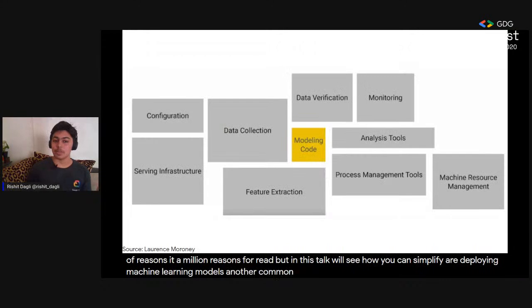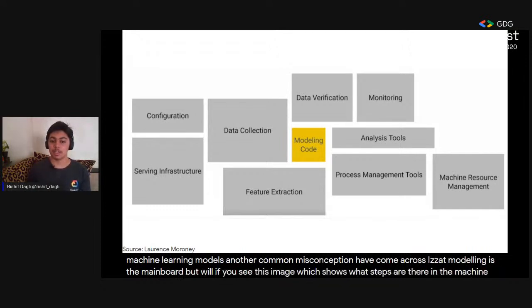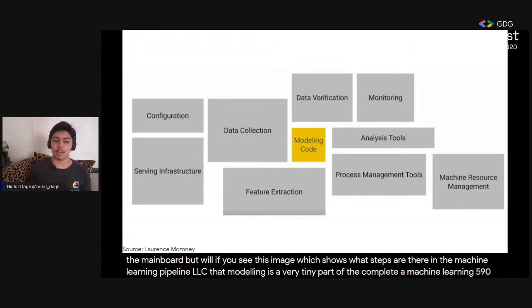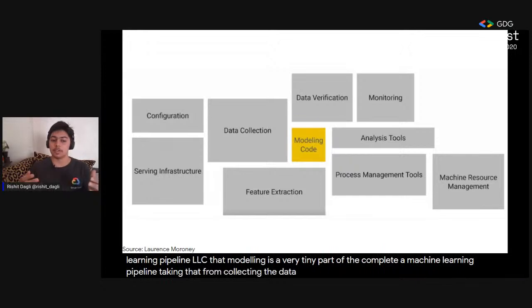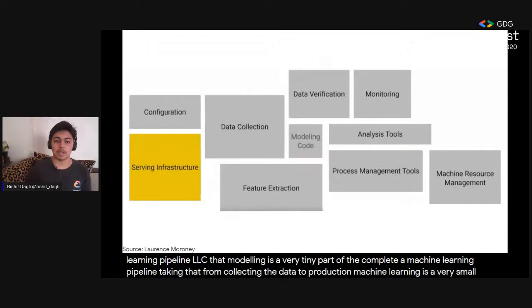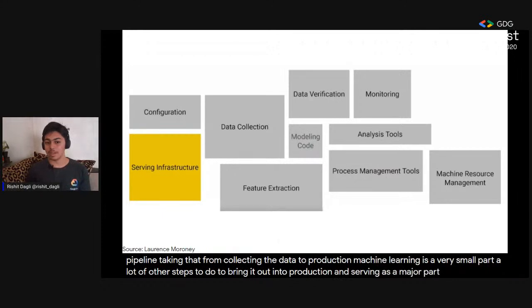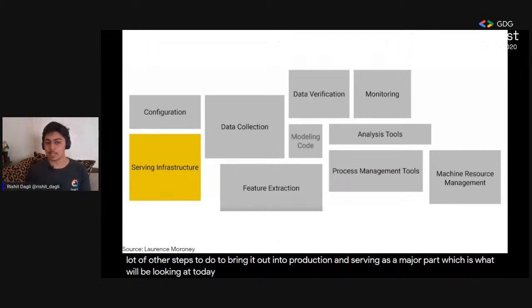Another common misconception I've come across is that modeling is the main part. But if you see this image, which shows what steps are there in the machine learning pipeline, you'll see that modeling is a very tiny part of the complete pipeline, from collecting the data to production. There are a lot of other steps to bring it out into production, and serving is a major part, which is what we'll be looking at today with TensorFlow serving.